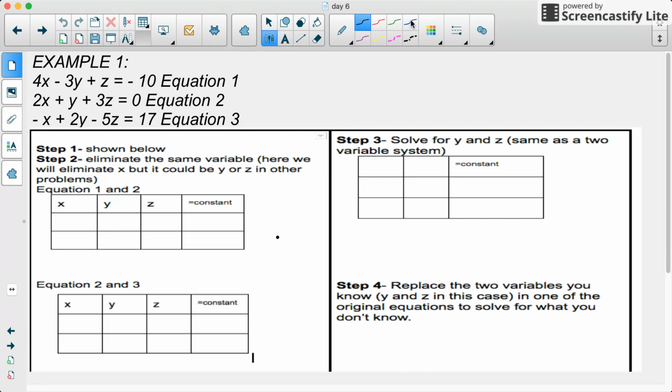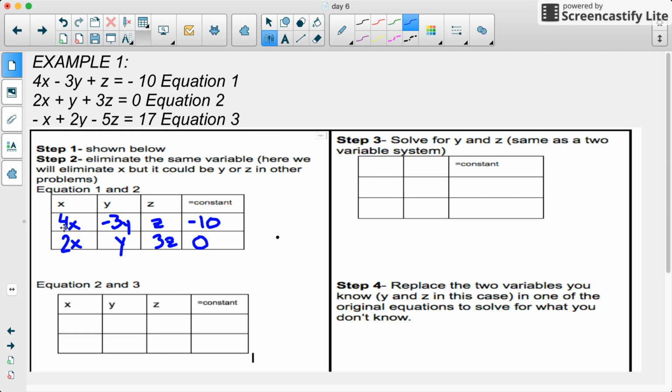So the first thing I'm going to do is organize my problem in these boxes below. So I'm going to put a 4x here, minus 3y, and z, and minus 10. And then underneath that, I'm going to put my second equation, 2x plus y plus 3z equals 0. Now in this example, I want to cancel out x.